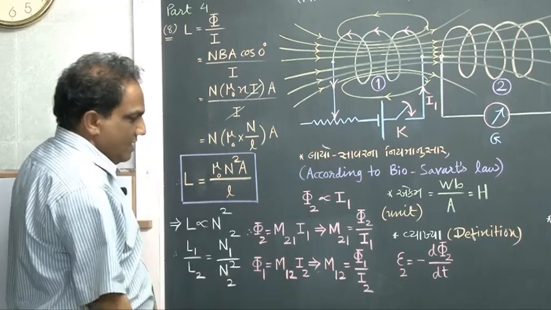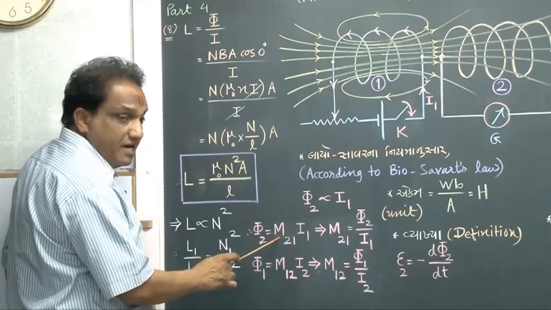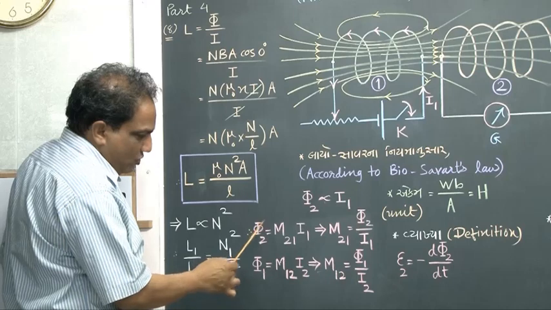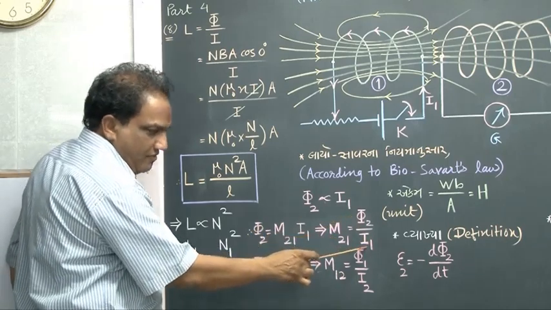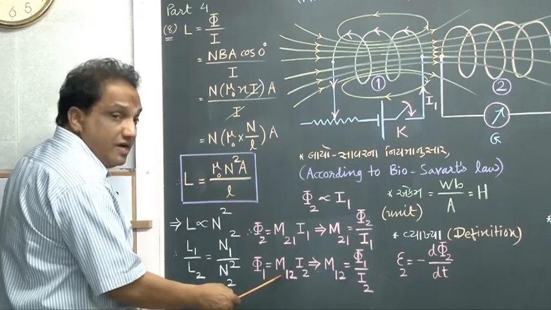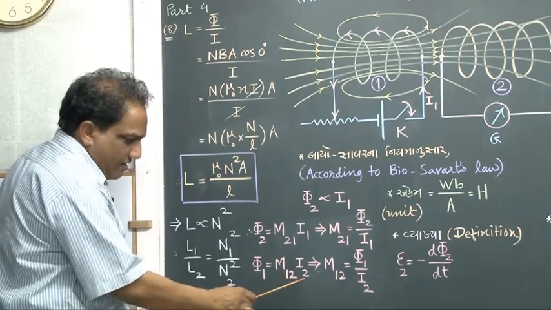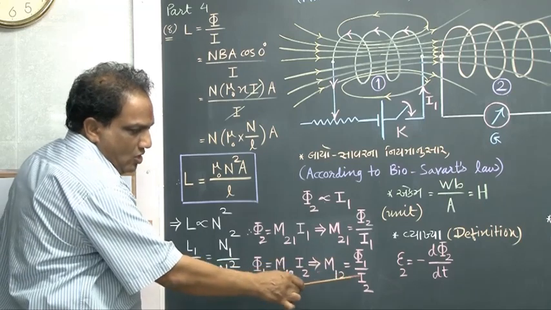Okay, fine. Now find out M21 from here. It will be phi 2 upon I1. M21 is phi 2 upon I1. Similarly, if you want to find out M12, it will be phi 1 upon I2.